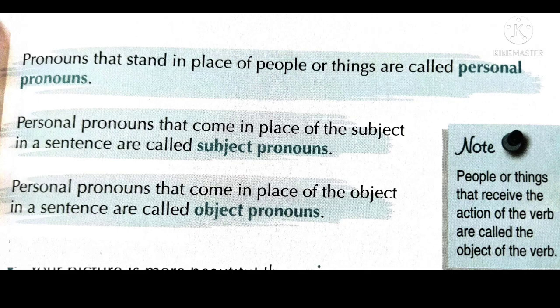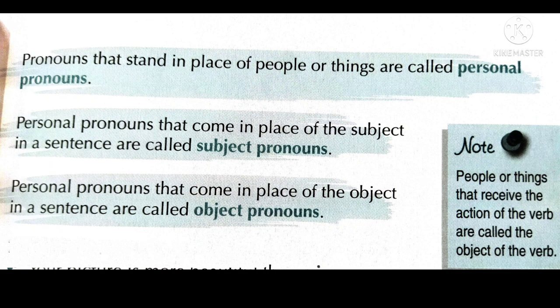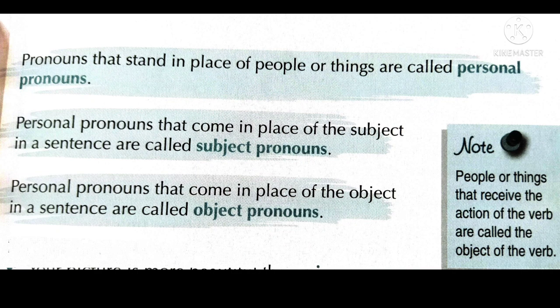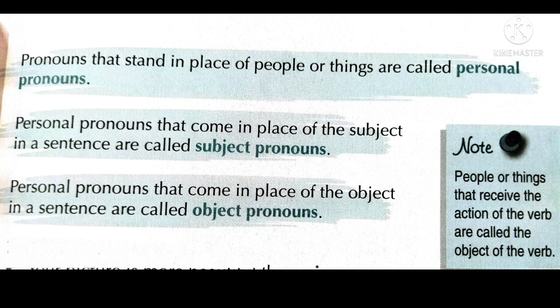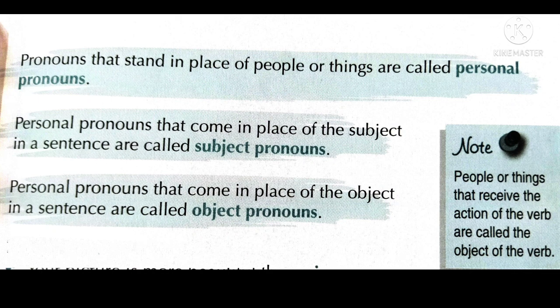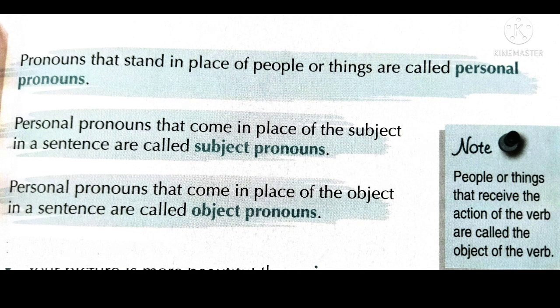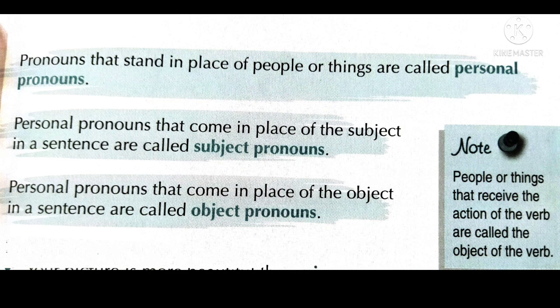Let's take the first type of pronouns, that is personal pronouns. Personal pronouns are used in place of names of people, places, and things. They are subdivided into two parts, subject pronouns and object pronouns. So, what is a subject pronoun, class? It's used as the subject in some sentences. Personal pronouns that come in place of the subject in a particular sentence are called subject pronouns. And what are object pronouns? The personal pronouns that come in place of the object in a sentence are called object pronouns.